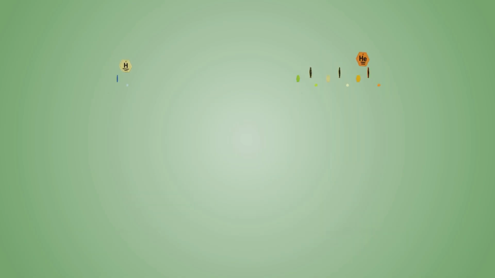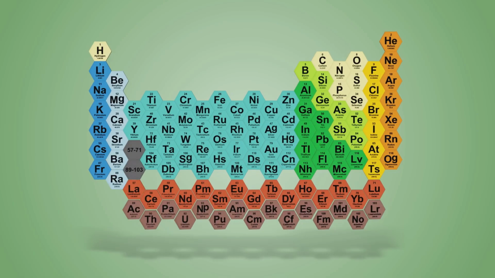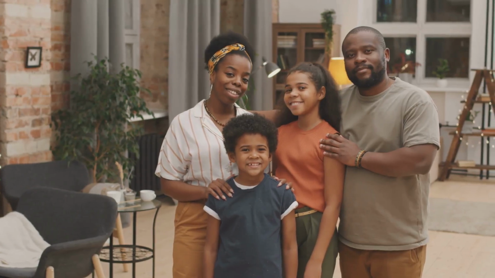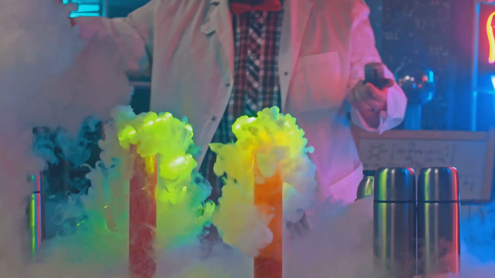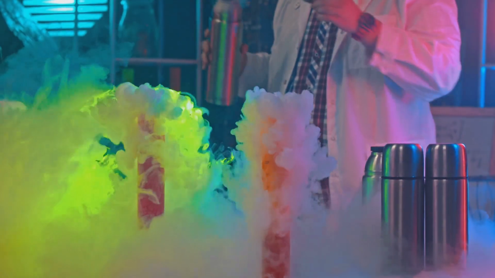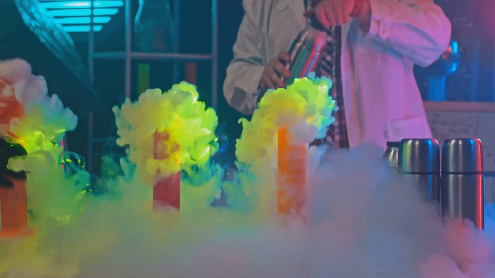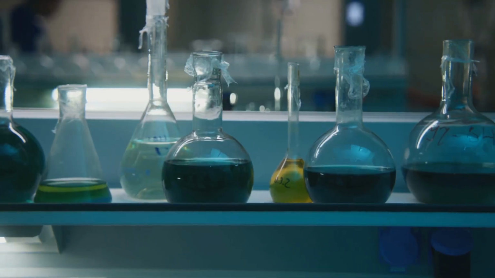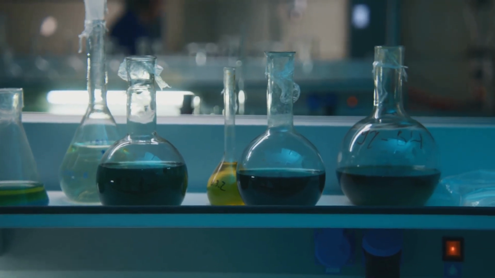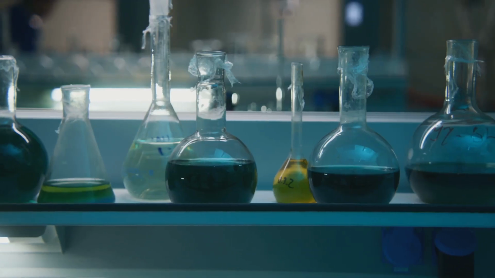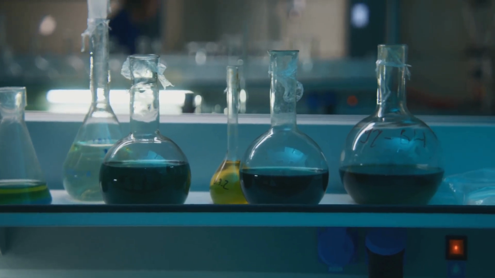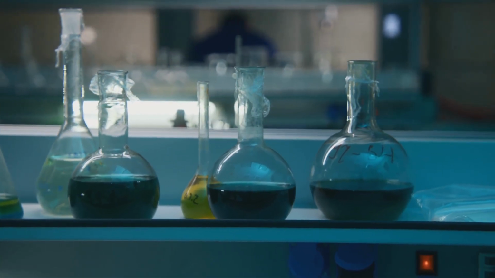Now here's where it gets super organized. The table is arranged in rows, called periods, and columns, called groups or families. Elements in the same group have similar behaviors. They're like siblings with matching personalities. Group 1, the alkali metals, super reactive. Drop them in water and they fizz or even explode. Group 18, the noble gases, totally chill. They rarely react with anything, like the quiet kid in class. The periods, rows, show how many electron shells an element has.